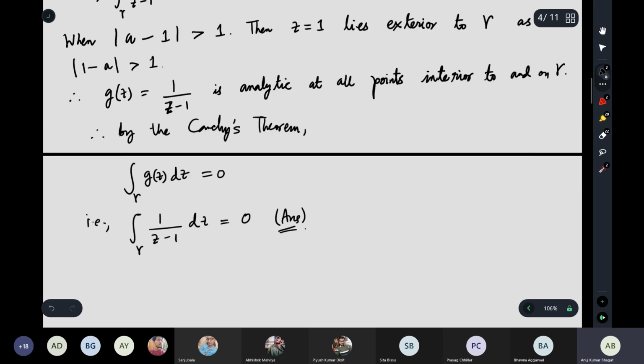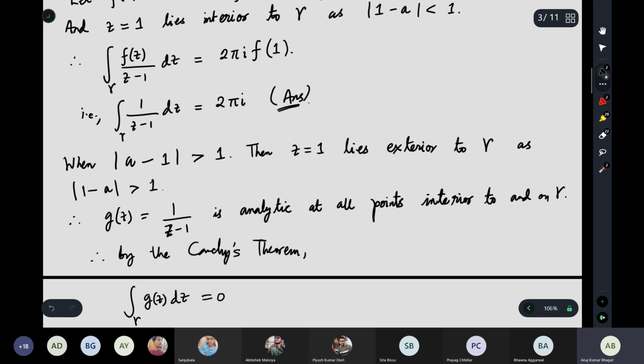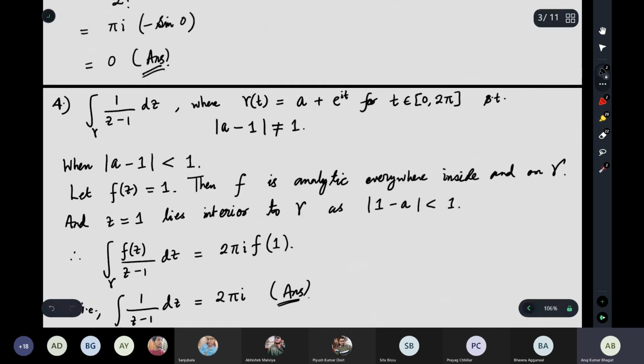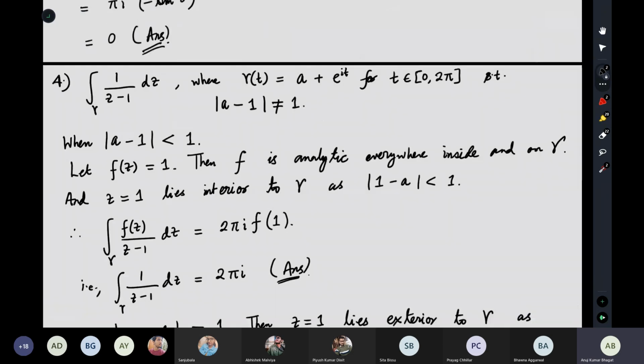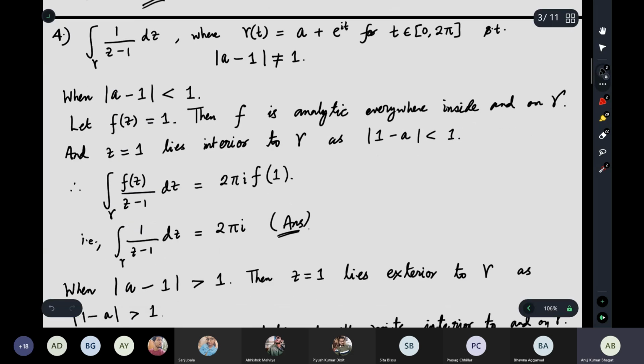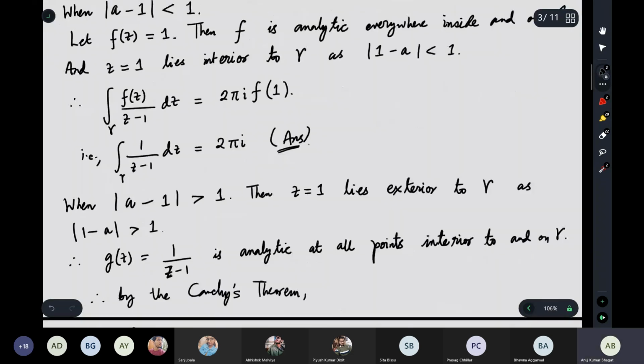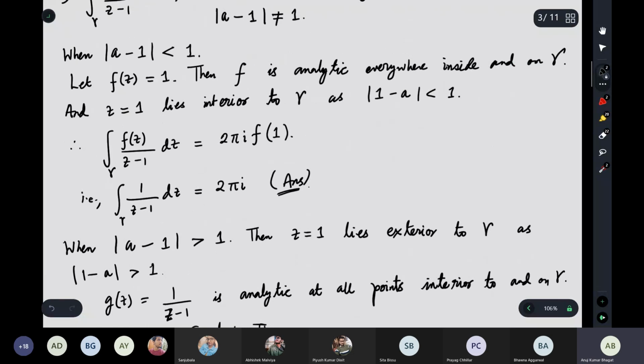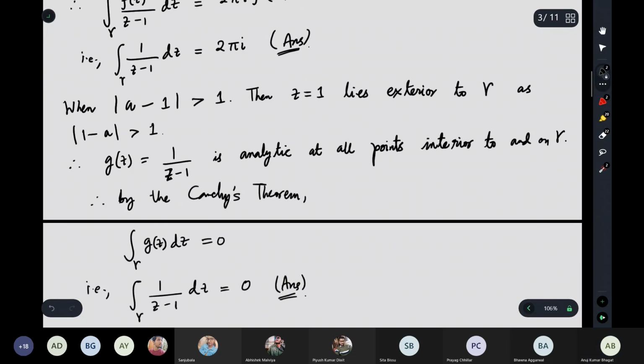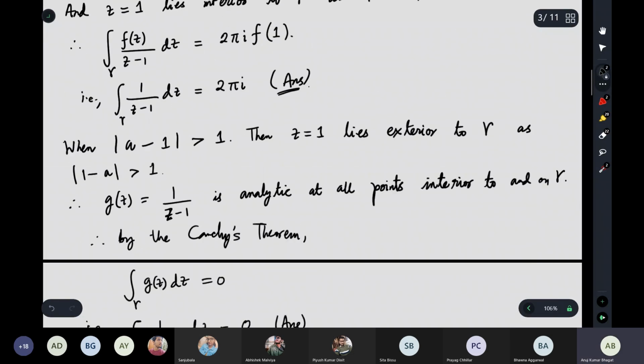So we have covered all values of a for which the given integral is defined. These are all the possible values that a can take, and this has been covered. If you have a question, you may ask.